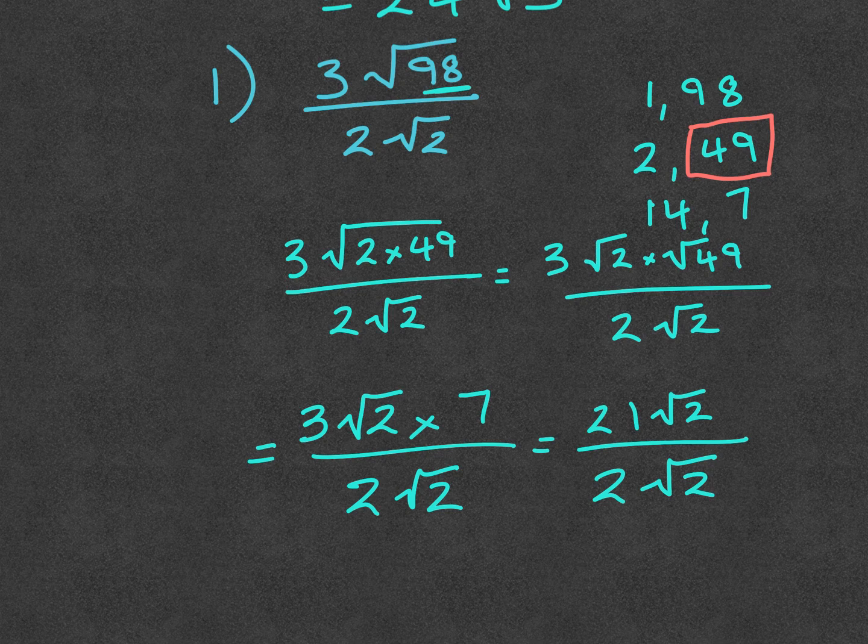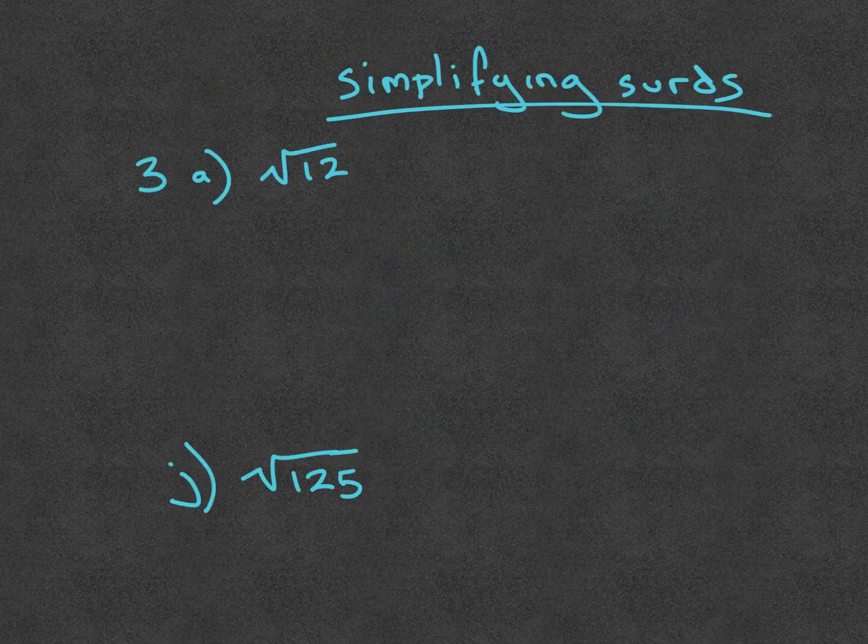Now we can simplify this further. We've got root 2 on both the top and the bottom of our fraction here. We know that any number divided by itself is always equal to 1. So root 2 divided by root 2 is going to be 1. So they're going to cancel out straight away, which leaves us with 21 divided by 2. Okay, and that's the end of that question.